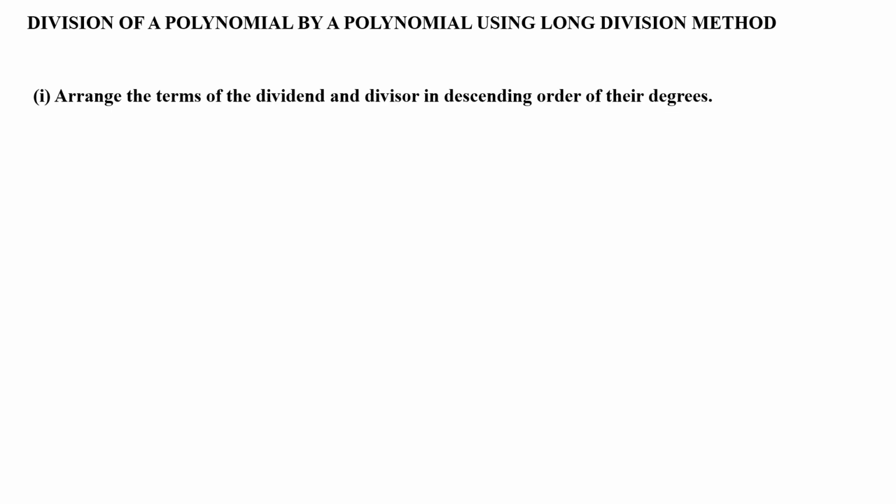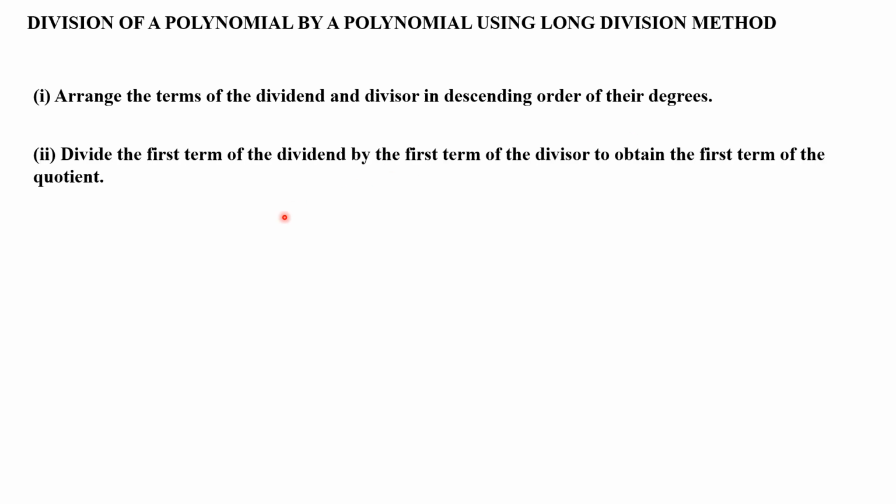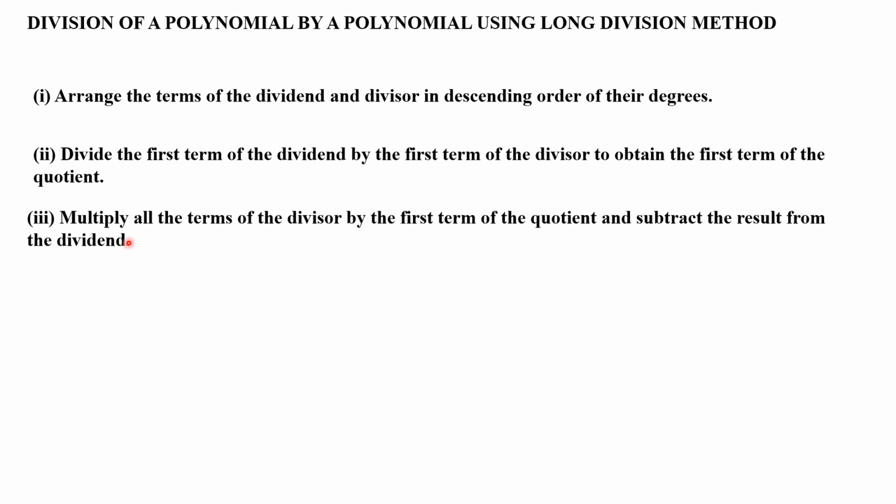So, division of a polynomial by a polynomial. Now I am going to explain using the long division method. In the long division method, first you have to arrange the terms of the dividend and divisor in the descending order of their degree. If they are not arranged, that is, the power of the variable is not in the descending order of their degree, then first you have to do that. Then divide the first term of the dividend by the first term of the divisor to obtain the first term of the quotient. Then multiply all the terms of the divisor by the first term of the quotient and subtract the result from the dividend.